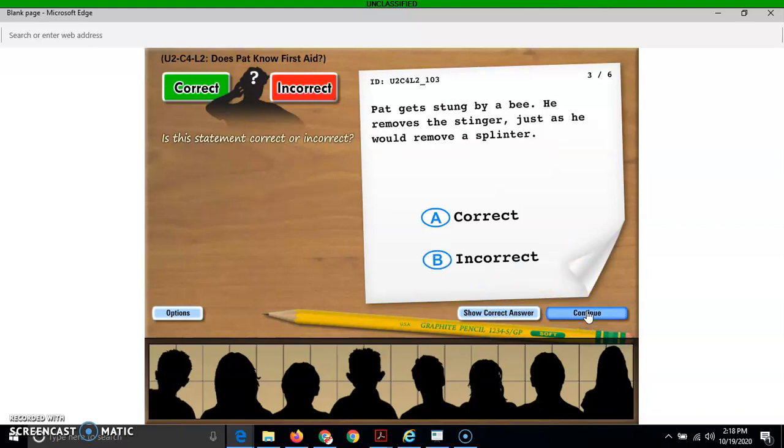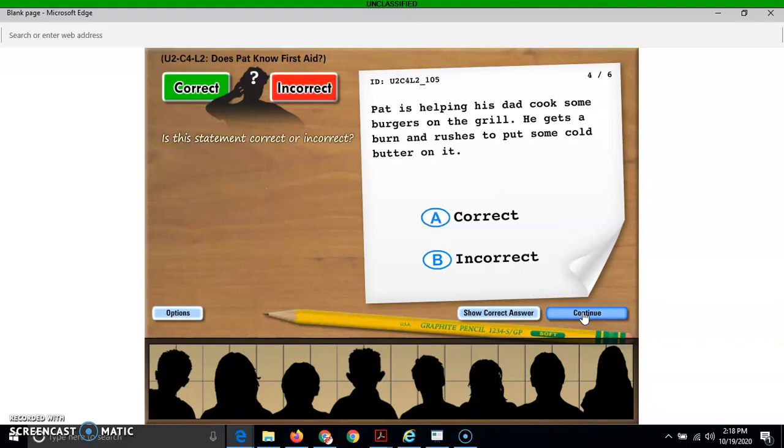Pat gets stung by a bee. He removes the stinger just as he would remove a splinter. Is that correct or incorrect? And that is actually correct. Whenever you get stung by something, you want to try to remove that stinger because it's still injecting its venom into you.